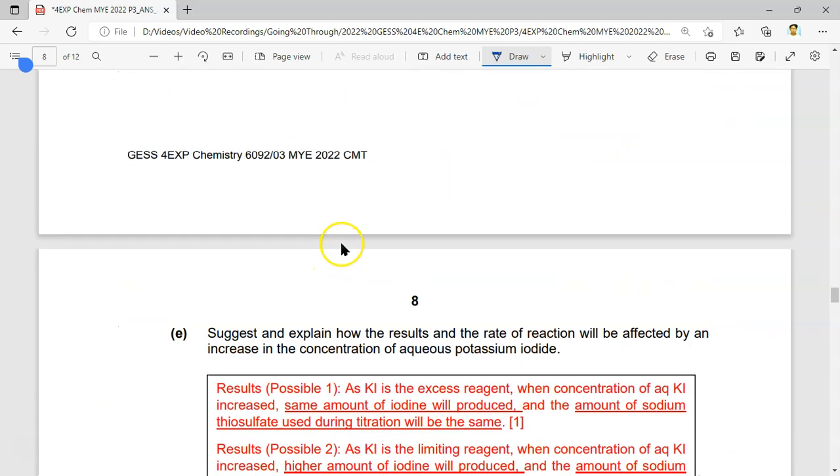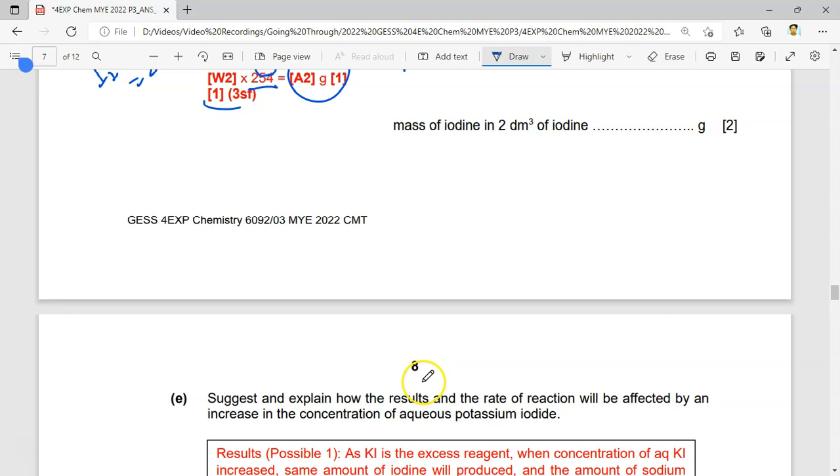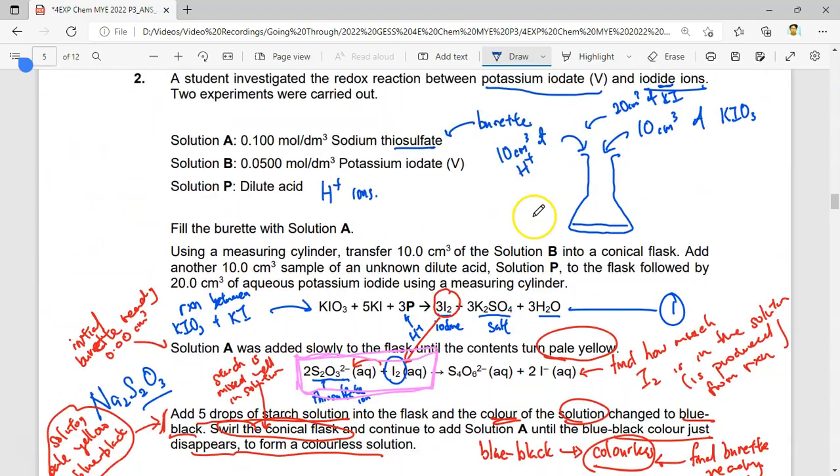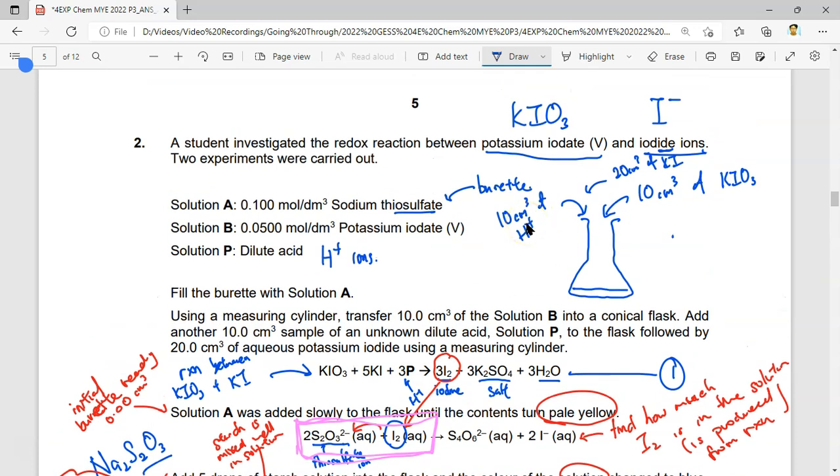Okay, next. Suggest and explain how the results and the rate of reaction will be affected by an increase in the concentration of KI. So where exactly did the KI come from? That's what you should be asking yourself. And when I scroll back up, where exactly did I add KI? It's at the very initial, at the very start.